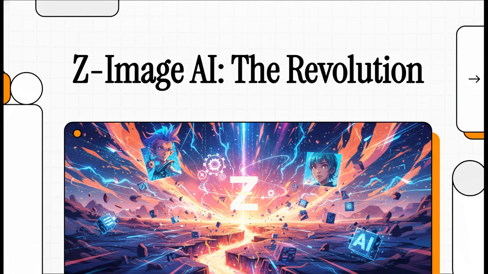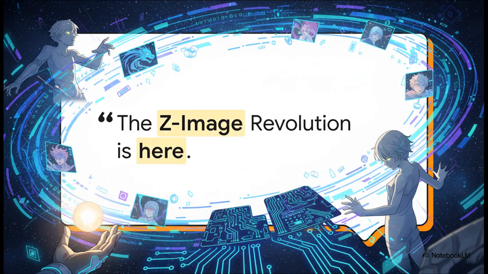You know, in the world of AI, most updates are just, well, they're just noise. But every once in a while, something comes along that doesn't just make a ripple. It causes an earthquake. And today, we're talking about Z-Image AI, an open-source model that has absolutely shaken the foundations of image generation. Now, I know what you're thinking. Revolution? Isn't that a bit much?